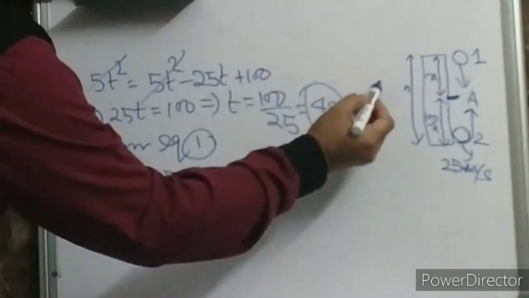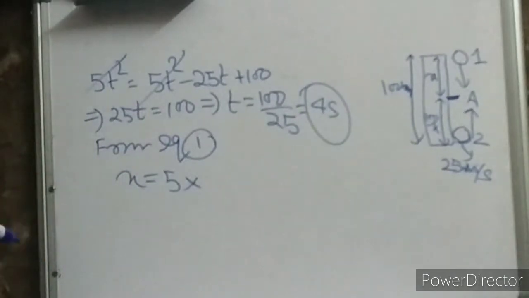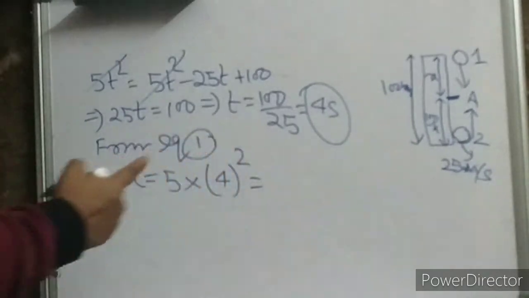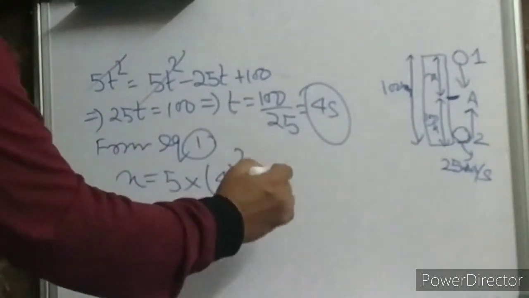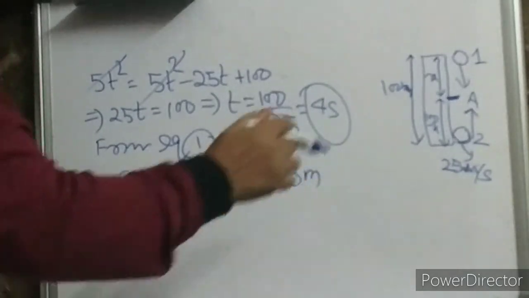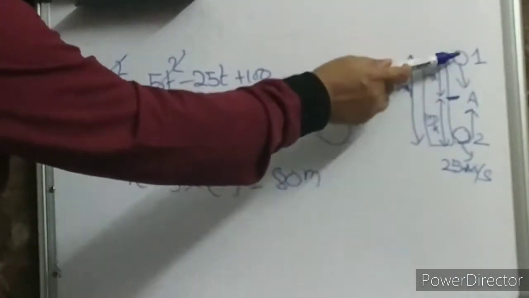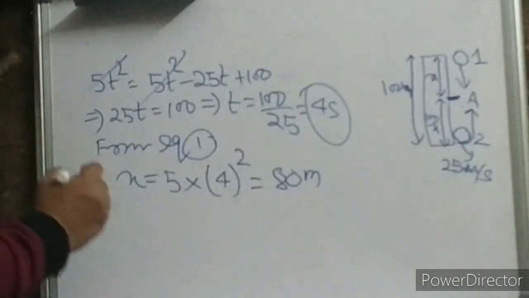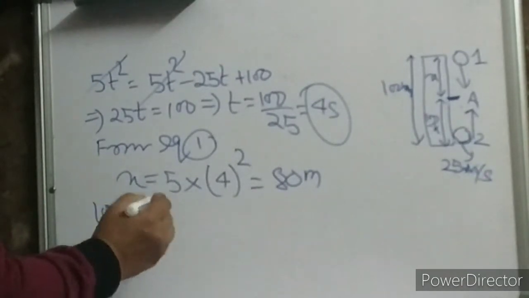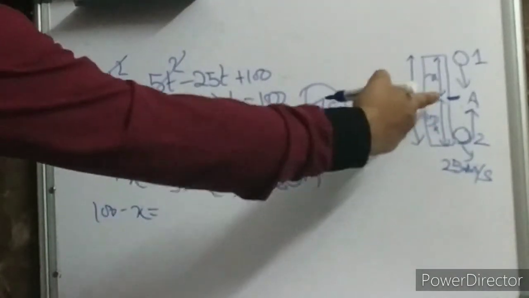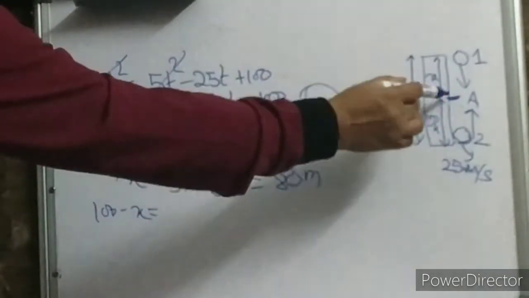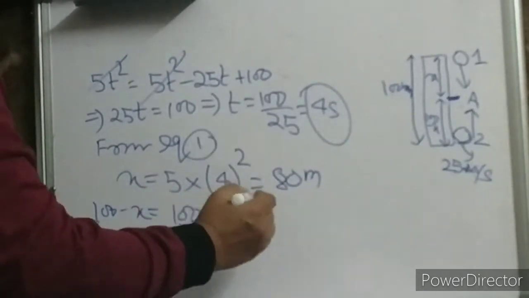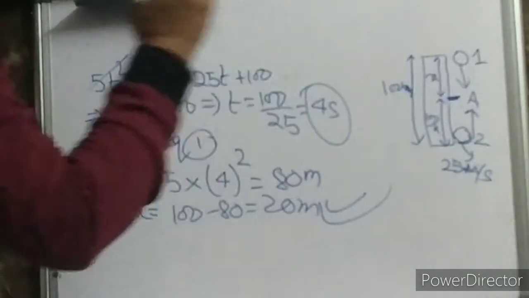So this is your 100 meter question given. x is equal to 5t square, and t square means 4 square, so 4 square is 16. 16 into 5, how much? 80. That means when this stone will cover 80 meter from its initial journey, then they will meet. Or we can calculate this way, 100 minus x. This distance from the ground, what is the distance? It is 100 minus x, so 100 minus 80, so 20 meter. Clear, children?